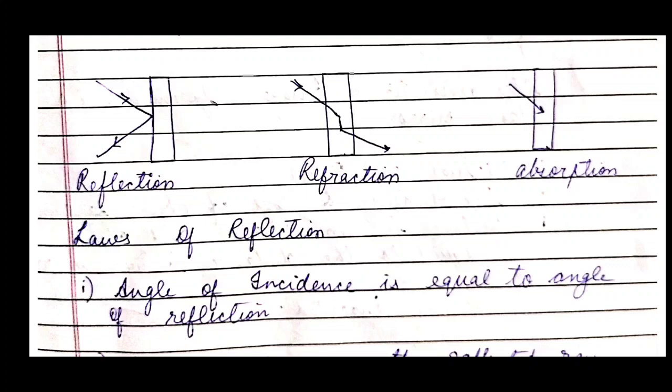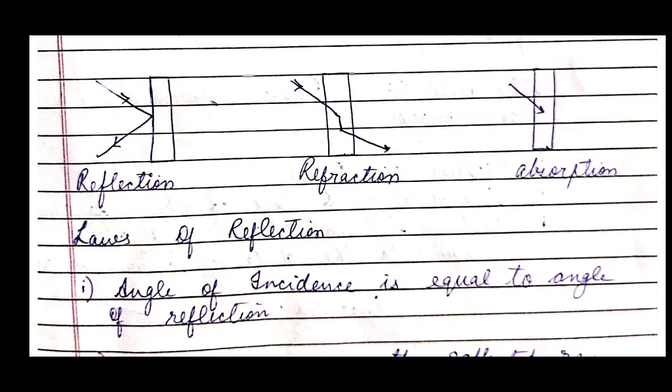So it will be coming from the other direction, but the angle will be a bit different. It will change its angle. That means the ray of light is bent a bit. Third is absorption, meaning it will be absorbed by the surface.